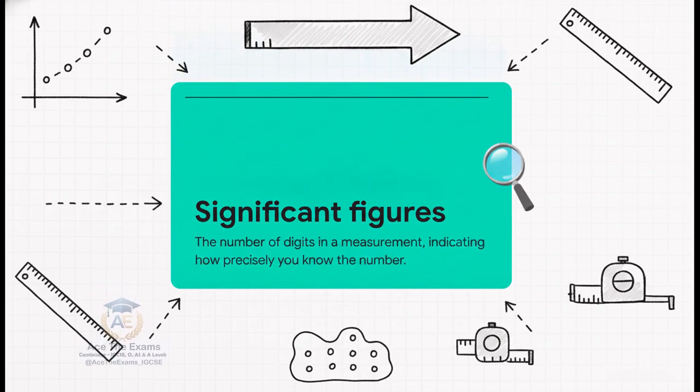Now, how do we count them? This is the golden rule. Reading a number from left to right, the very first significant figure is the first digit that is not a zero. So, in the number 0.06500, the first significant figure is the 6. The zeros before it, they're just placeholders. In the number 700,560, the first significant figure is the 7.